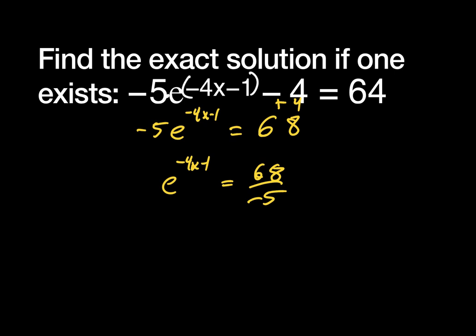And then we have to remember, how do we solve for variables in the exponents? Well, if I can convert this and rewrite my exponent as a logarithm, that might help. What is my base? My base is e, so it's going to be natural log. In a log equation, where was the exponent? It was on the other side of the equal sign. So it'd be the natural log of negative 68/5.